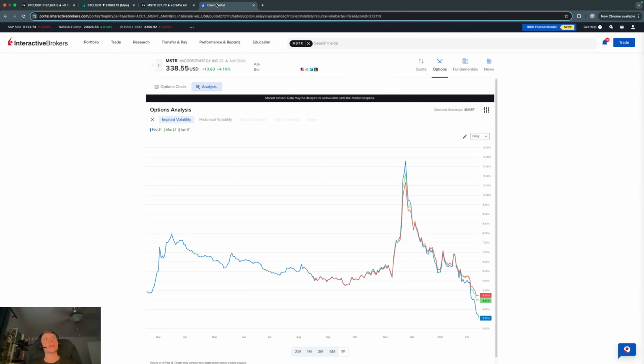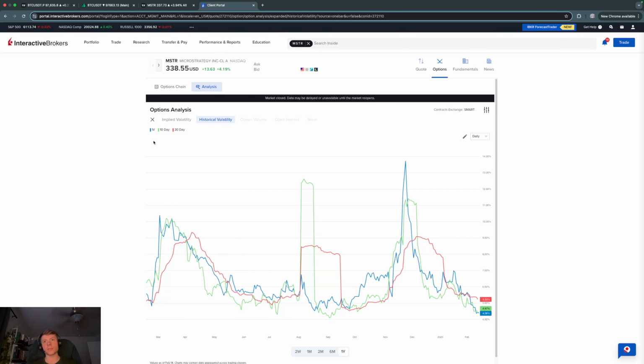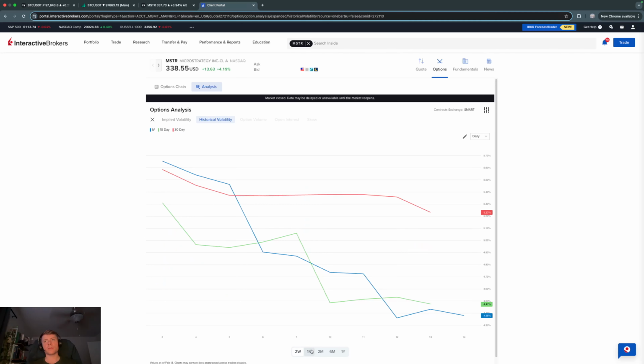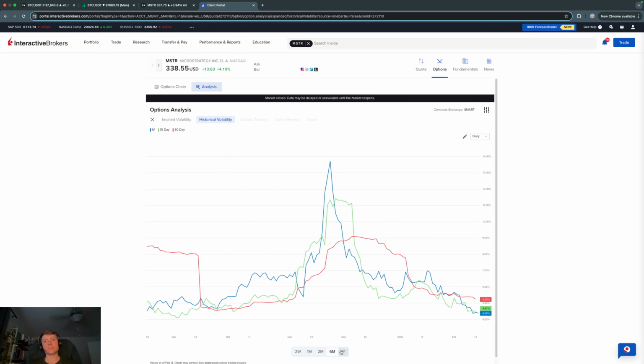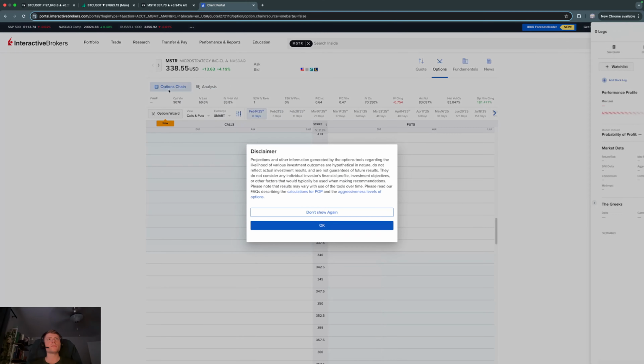And again, implied volatility, you can look at, falling off an absolute cliff. Like seriously, guys. Even historical volatility, also crushed. 10-day and 30-day, also crushed. Let's see the 2 week here. So that's what I was looking at on the option side for that trade.